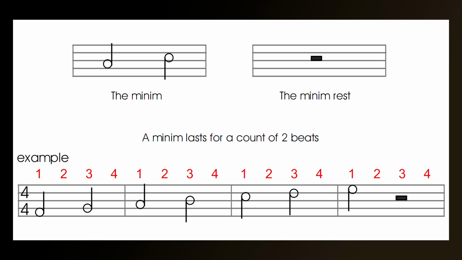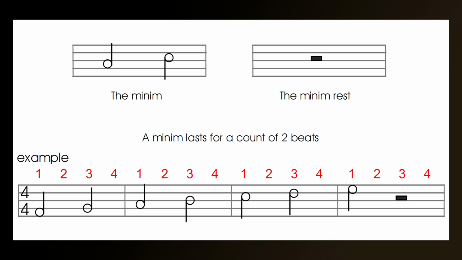The rest for the minim doesn't hang off the D line like the semi-breve rest did, but it sits on the B line. So the difference in the rests is quite subtle. However, there are clues to tell you which rest it is within the music. And here's one of the main clues.